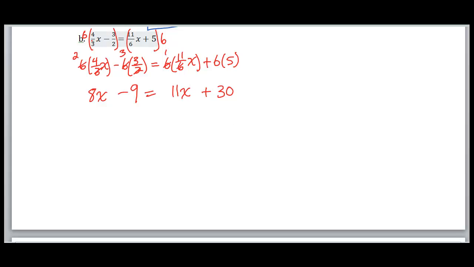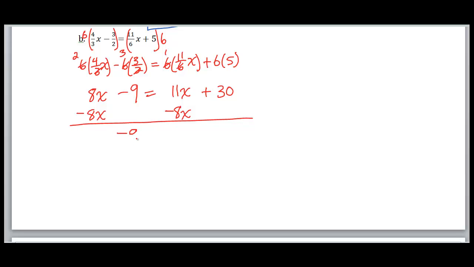Clearing fractions, unlike the distributive property and unlike combining like terms, actually requires you to work on both sides. Whereas distributing or combining like terms, you're only working on one side. But now that I have that, I'm going to get my variable terms on one side. Unlike the last time, I'm going to pick my right-hand side to put my variables, right? And so since this 8x is on the left-hand side, I'm going to subtract 8x from both sides.